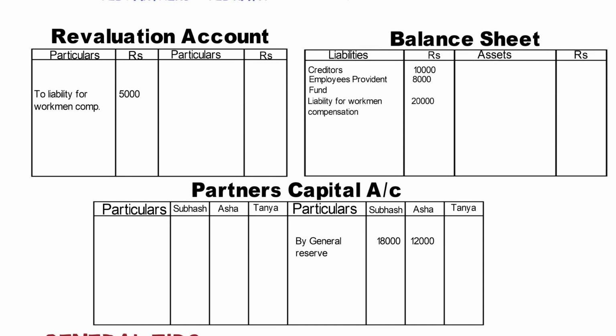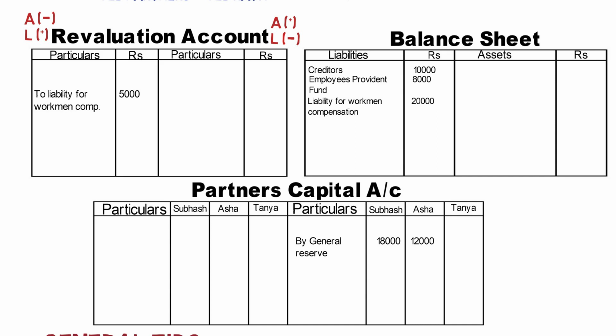Remember a simple technique of doing the revaluation account: a bad thing in the revaluation account goes on the debit side. For example, a decrease in the value of an asset or an increase in the value of a liability. And a good thing goes on the credit side, that is, an increase in the value of an asset or a decrease in the value of a liability. In this case, since the liability, that is, workmen compensation claim, has increased from 15,000 to 20,000, the excess 5,000 will be recorded on the debit side of the revaluation account.